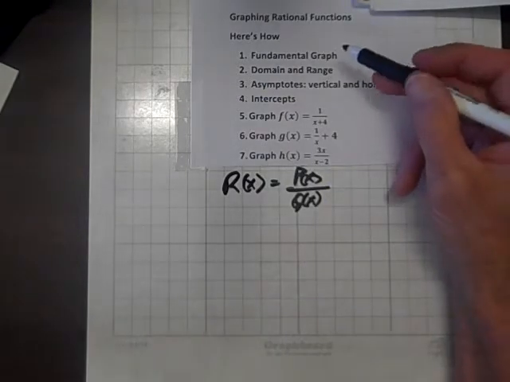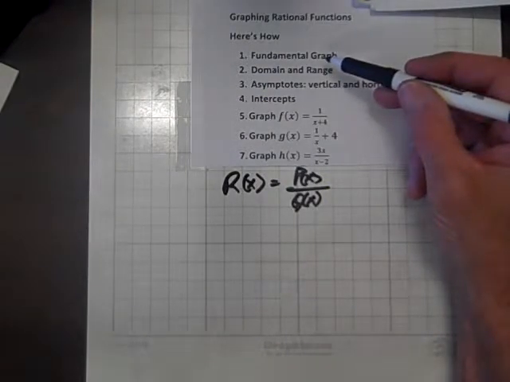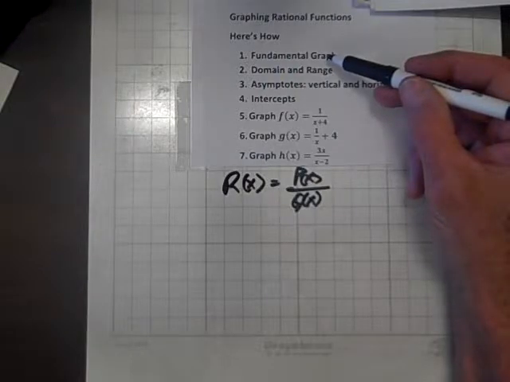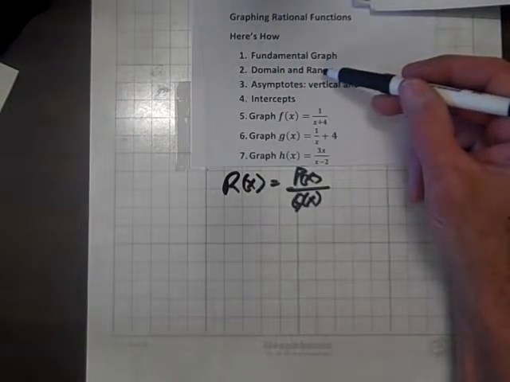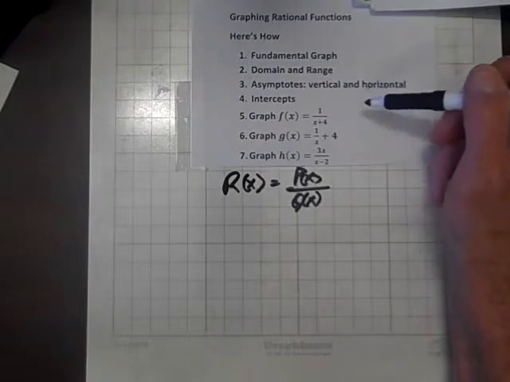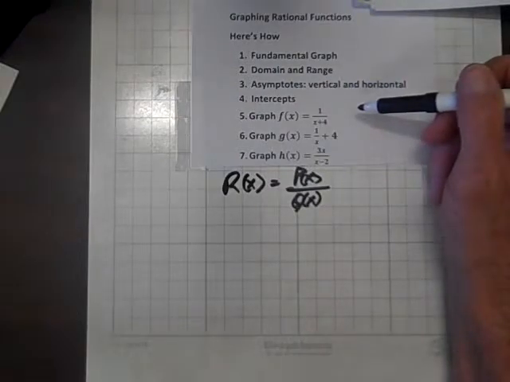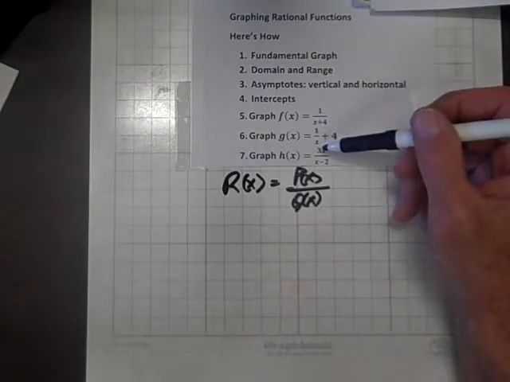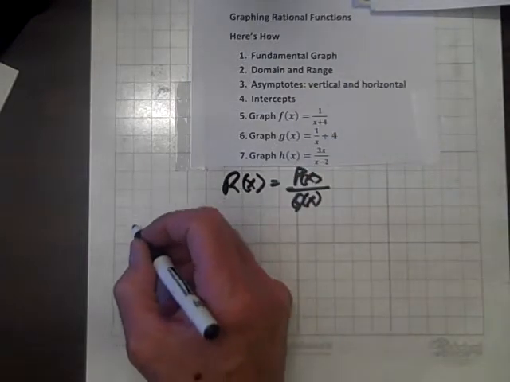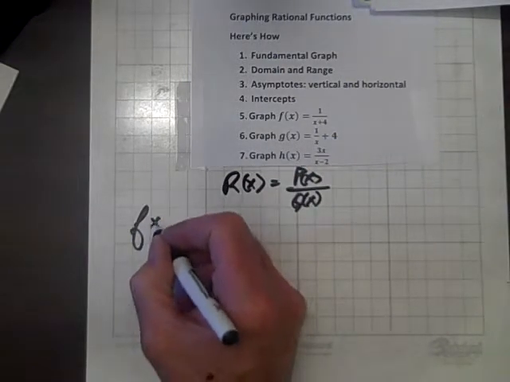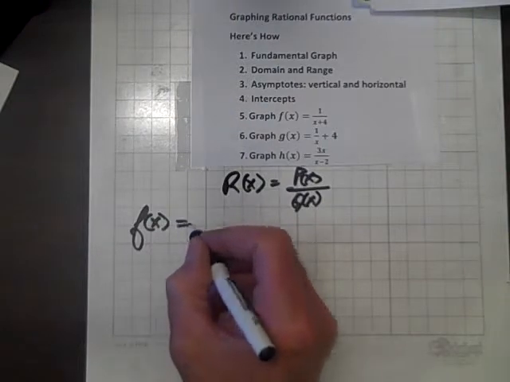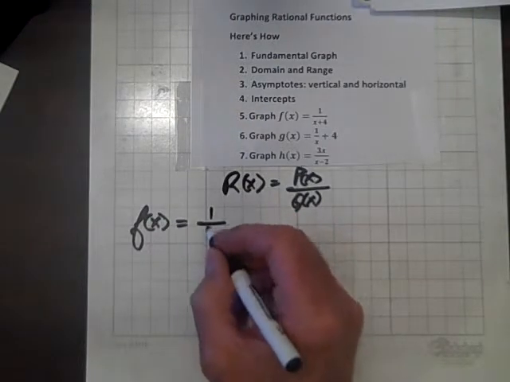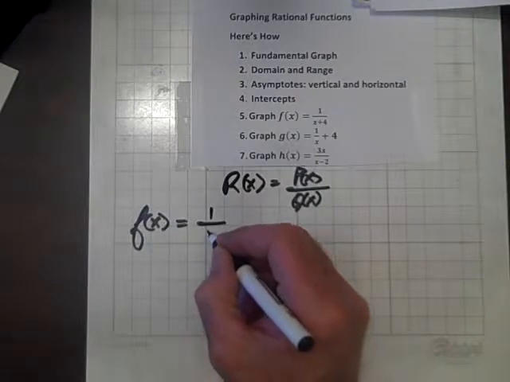Now, as to graphing a rational function, we're going to work off a fundamental equation and its graph. We're going to talk about domain and range and how they relate to the vertical and horizontal asymptotes. We're going to determine intercepts, and then we're going to actually graph these three rational functions. So let's start off with a fundamental equation, and we'll keep it simple. Our fundamental equation will be f of x equals 1 over x.